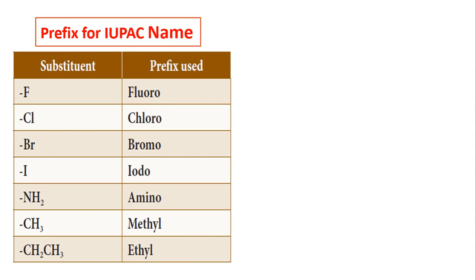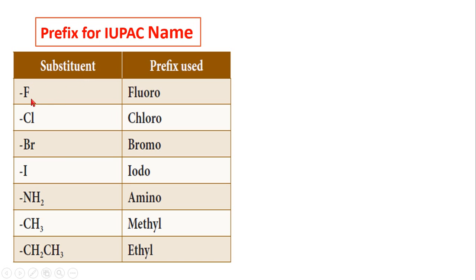Then the next one, prefix for IUPAC name. The prefix represents the substituent or branch of the parent carbon chain. Here, the substituent is an atom, F, Cl, Br, or a group of atoms that is other than hydrogen. They attach to the branch chain, so they are called substituents.